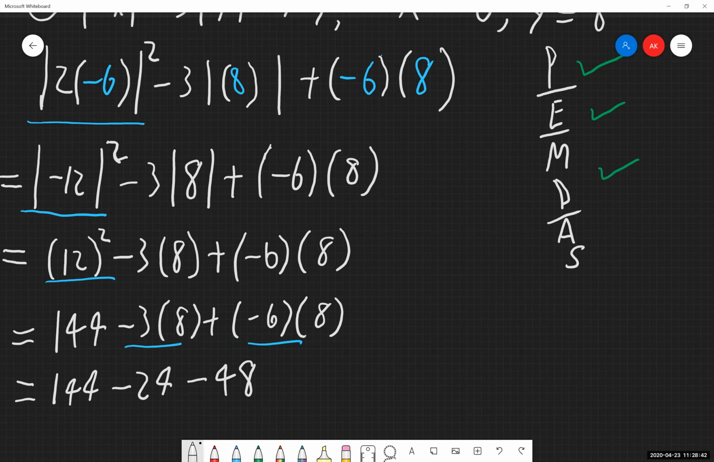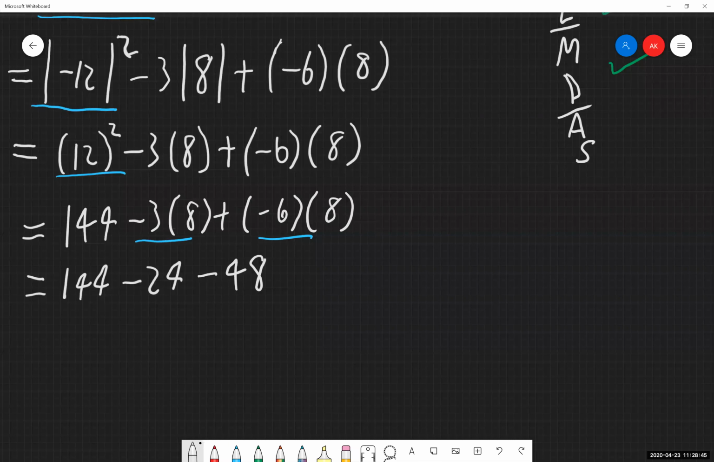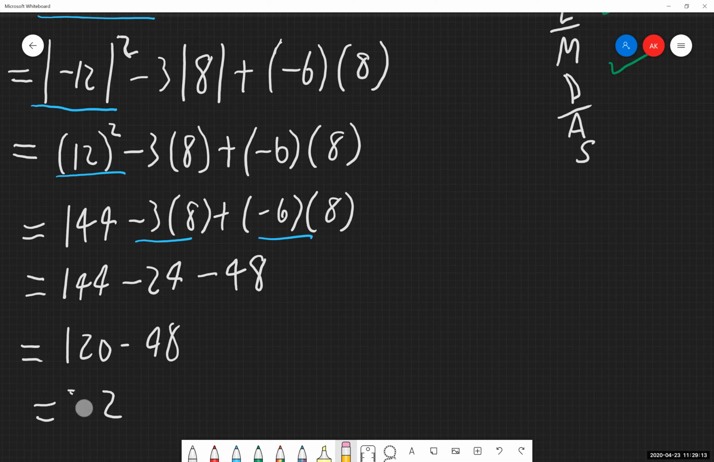Addition, subtraction, adding things together. I don't know what those numbers are off the top of my head, so I'm going to apply calculator off screen. You're welcome to do the same thing if you're solving these things out. 144 minus 24, that's going to give me 120, minus 48. And then 120 minus 48, it's going to give me 72. And there's our answer.